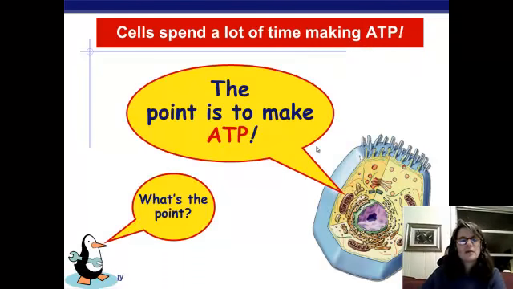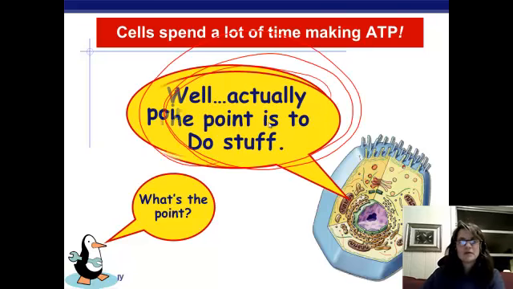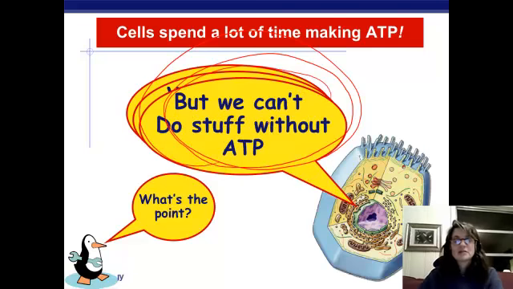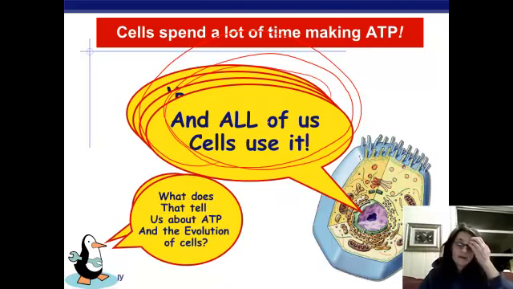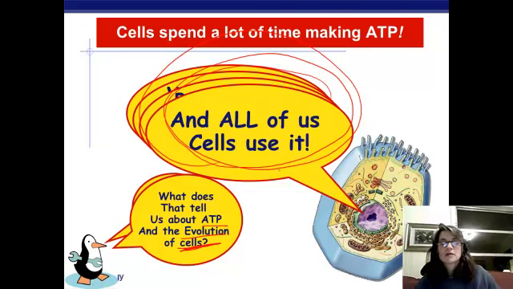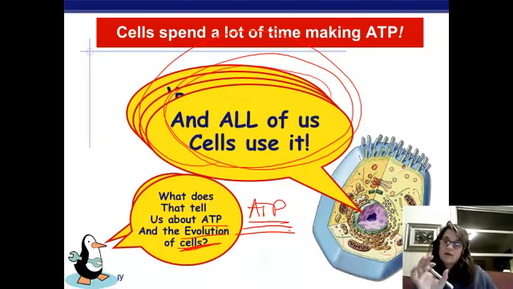Okay? So, please remember, cells spend a lot of time making ATP to do cellular work. So, the point of cell respiration is to make ATP. But really the point of that is so we can do things, and we can't do things without ATP. All cells use it. All cells use ATP. It is the fundamental energy molecule for all life on Earth. Okay? And what does that tell us about ATP and the evolution of cells? It tells us that ATP was very early on in the evolution of life on Earth. ATP was chosen as the energy molecule.